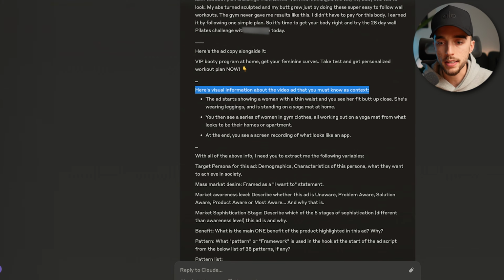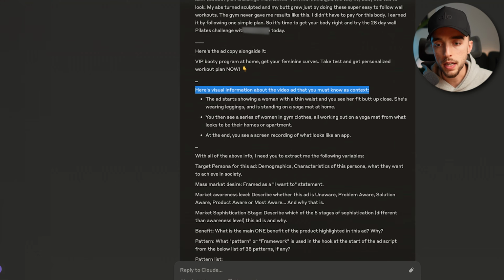And then what I do is simply describe what I visually see in the ad to help the AI know that. Now, I'm sure there are solutions out there that can help you extract visual information from a video, so I'm sure this process could actually be automated with AI. I just decided to do it manually here for the sake of the video.